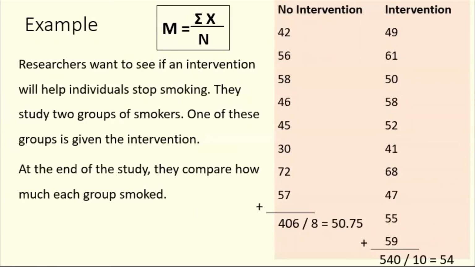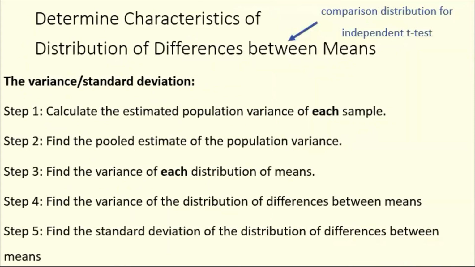For our means, we're going to calculate the mean for each sample. This should be familiar to us at this point. We have our formula up here, sum of x's over n. We're going to just add up all of the scores for each group and then divide by the number of scores in that particular group. We get 50.75 and 54 for the no intervention and intervention groups respectively. And again, we assume that our comparison distribution mean is going to be 0.